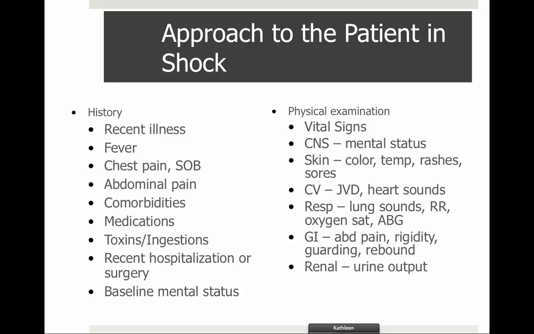The physical exam, we're looking at systems. We're looking at vital signs, CNS, mental status, neurologically, the skin, the color, temp, rashes, sores, any petechiae, any bruising. Cardiovascular, we're looking at jugular vein distension on the neck, which helps us to look at preload, heart sounds, lung sounds, respiratory rate, oxygen sat, and an ABG we'll obtain. GI, is there any abdominal pain, any rigidity, any guarding, or any rebound on exam? And what is the patient's urine output?